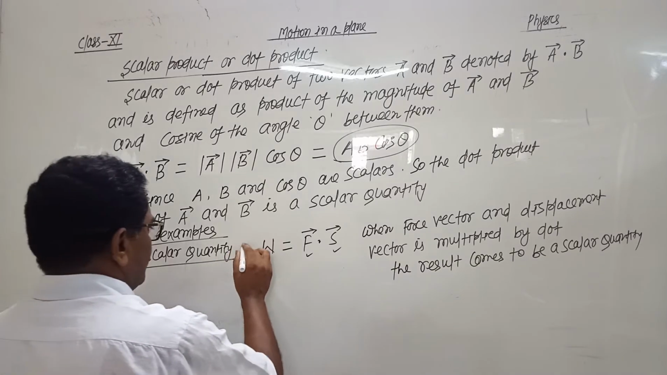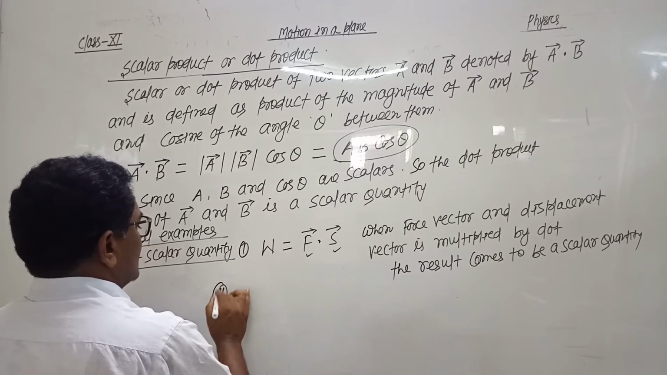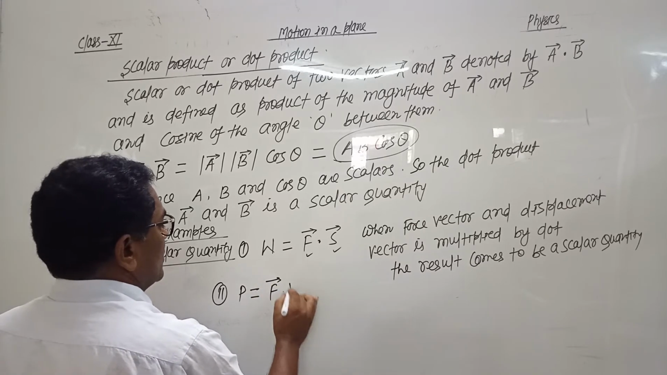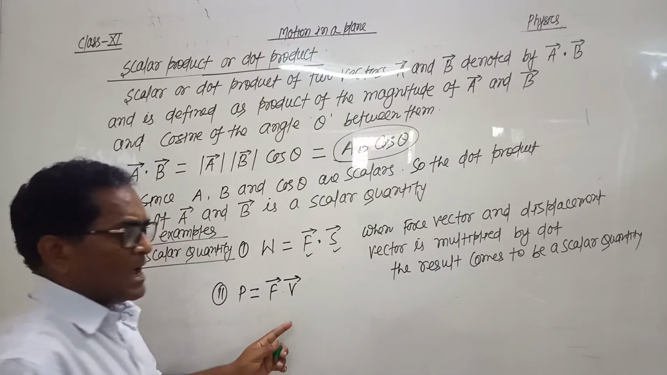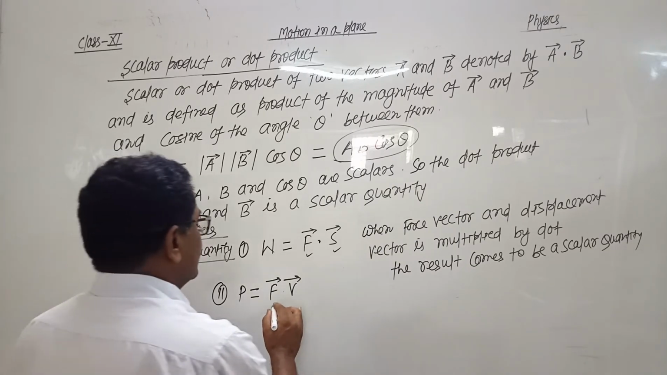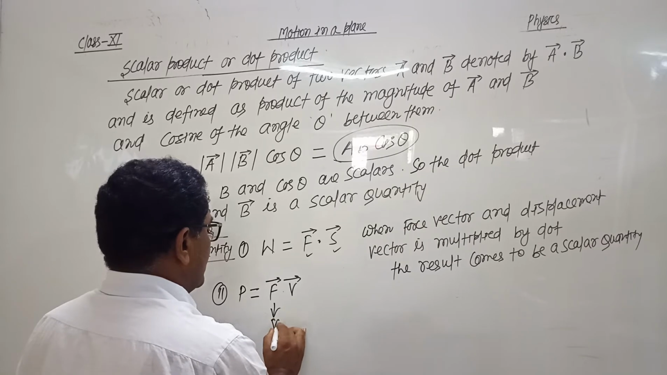Now the next example is power. Power is equal to the product of the force vector and the instantaneous velocity vector. So force is a vector quantity.